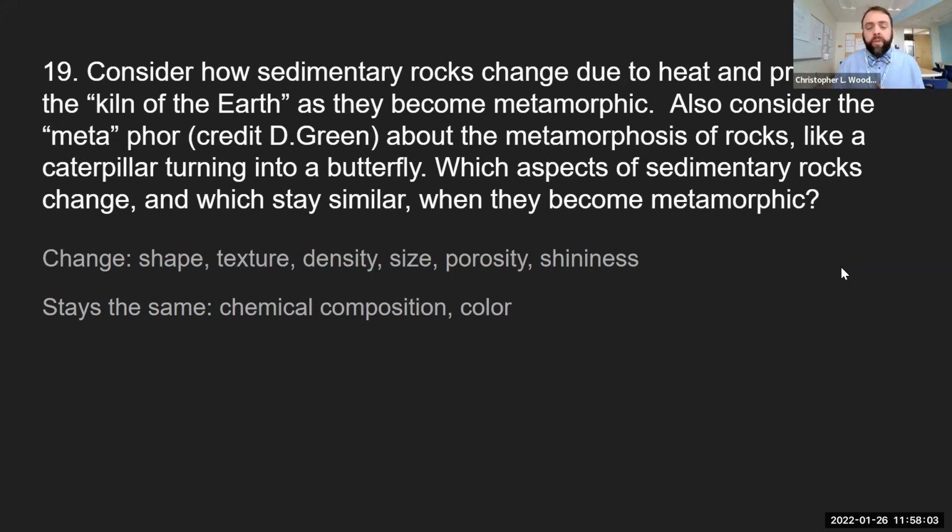So some of the things that could possibly change as a rock becomes metamorphic. It could change its shape, of course, heat and pressure, squeezing it, moving it around. It could change its texture. It could become more shiny, like in the case of schists. It changes the porosity. So if you take a sedimentary rock and turn it into a metamorphic rock, it's less porous. It changes density because you're squeezing that rock down into a smaller space with that pressure. You're also changing its density and size.